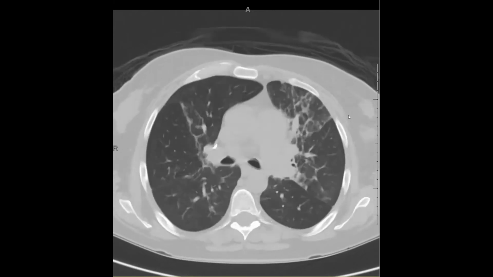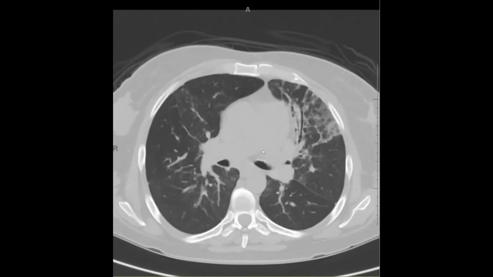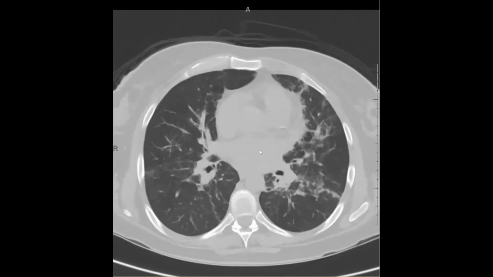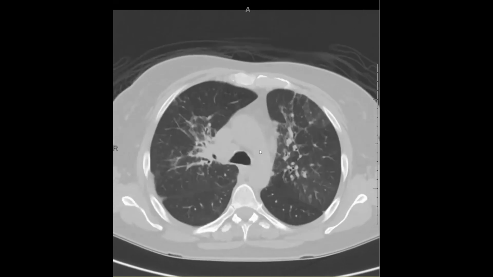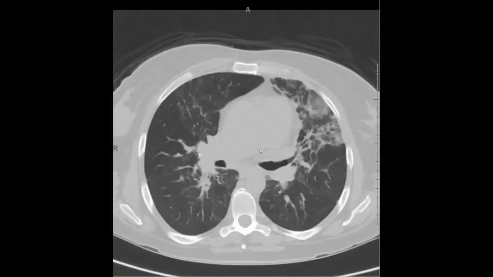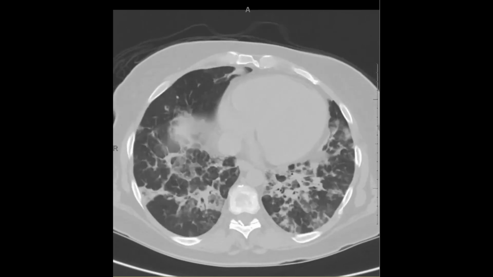I have been asked by some people, well, if you see this pattern, do you automatically just jump to organizing pneumonia? Are you done? Not always. Obviously, you've got to correlate with the patient's clinical presentation. Sometimes it does require tissue sampling to figure out what's going on more definitively. But I tell you, in the subacute chronic setting, if you see this pattern, that's probably what you're dealing with.